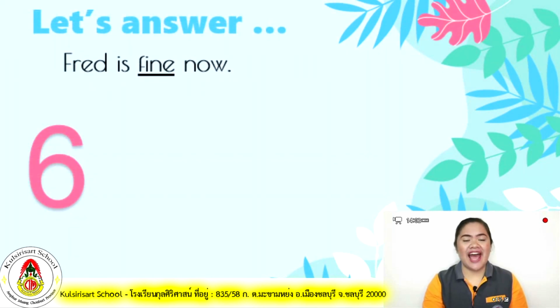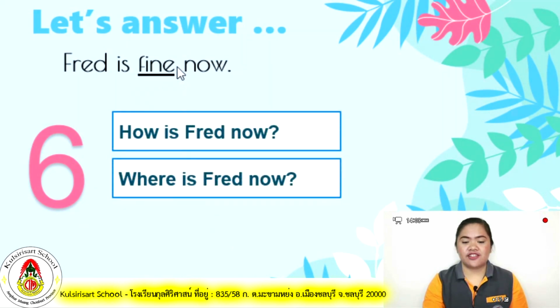Fred is fine now. So, the answer should be fine. What should be the WH question? How is Fred now? Or where is Fred now? Very good. It should be, how is Fred now? The answer for that is, Fred is fine now. It's great. And this one, where, we're going to use it when asking for place.